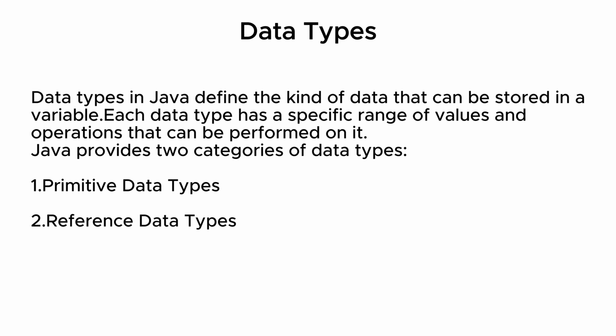Now let's discuss Java data types. Java is a statically typed language, meaning every variable must be declared with a specific data type, which determines the size and type of the values it can hold. There are two main categories of data types in Java. Primitive data types. Reference, or non-primitive, data types.